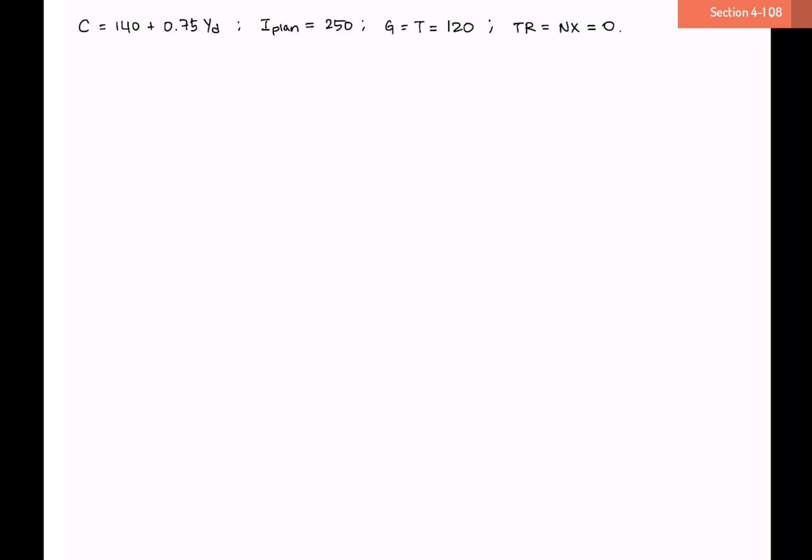We have an economy where the aggregate consumption function is given as C equals 140 plus 0.75 YD. The 140 is our autonomous consumption, the amount of consumption that people go through, regardless of whether they have income or not. The 0.75 is our marginal propensity to consume, or MPC. The YD is our disposable income. So if people have $1 of extra disposable income, then they will spend the MPC of it, which is 0.75.